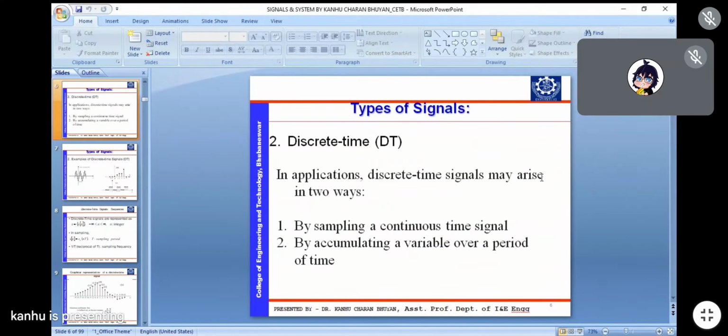It may be wrong, just check it. xn is equal to 0 for n less than 0.